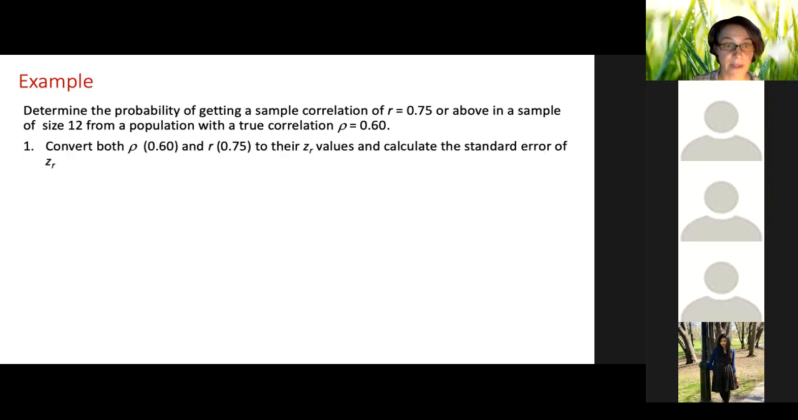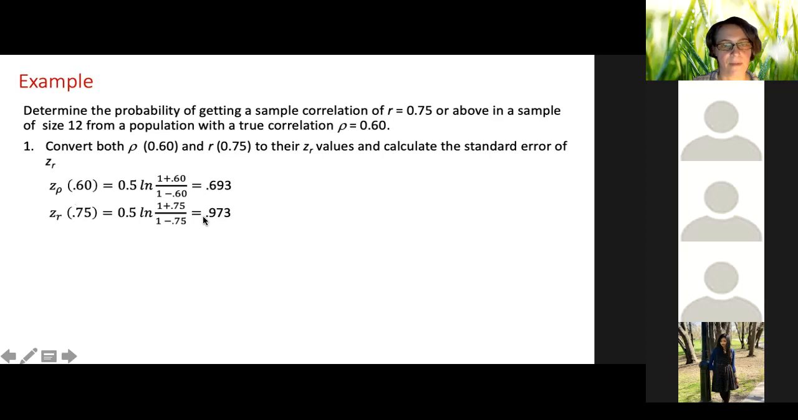All right, so the first thing we have to do is convert both our population correlation and our sample correlation to their corresponding z values. So we have to use this r to z transformation that has been introduced by Fisher, and we have to calculate the standard error for these transformed variables. For our population correlation, the value would be 0.693, and for our sample correlation, the value would be 0.973. We can just plug that into the formula, and then we calculate our standard error according to the formula on the slide above, and that would be 0.333.